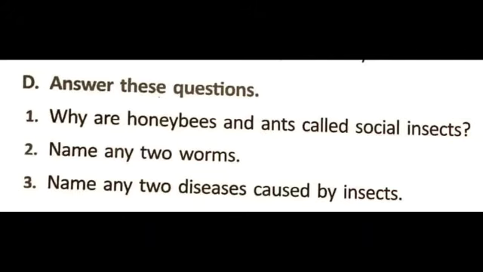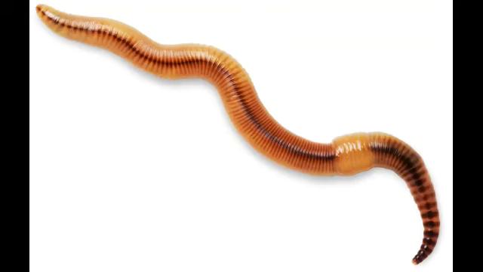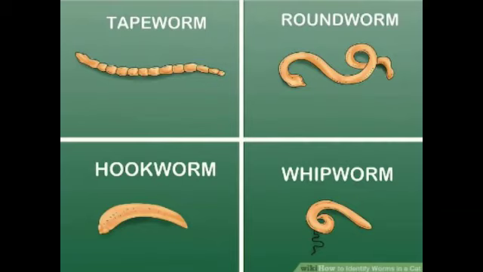The second one is, name any 2 worms. So Slaters, from the lesson we read about 2 worms. Which are those? Correct. The earthworm and leech. Worms have long, elongated and segmented bodies. Apart from these, there are many other worms like roundworm, flatworm, tapeworm and hookworms.